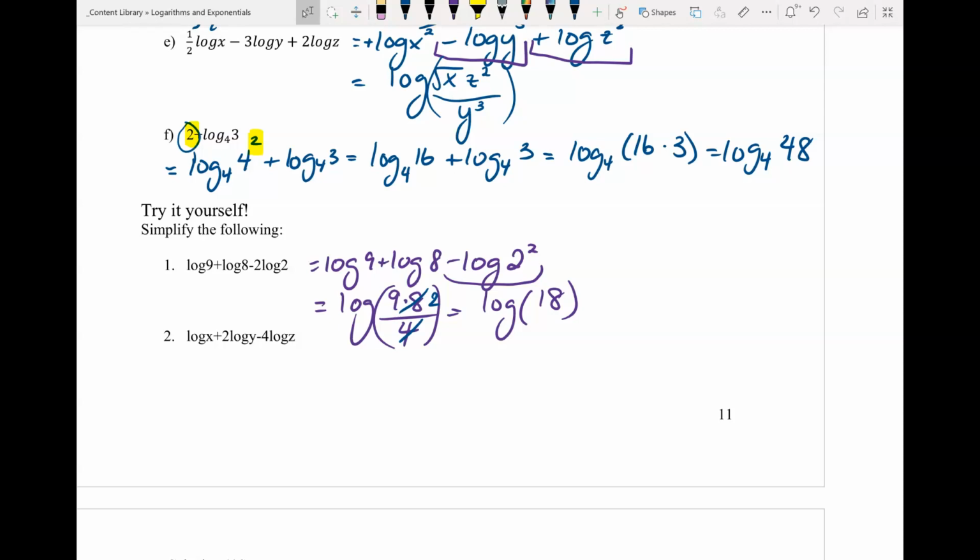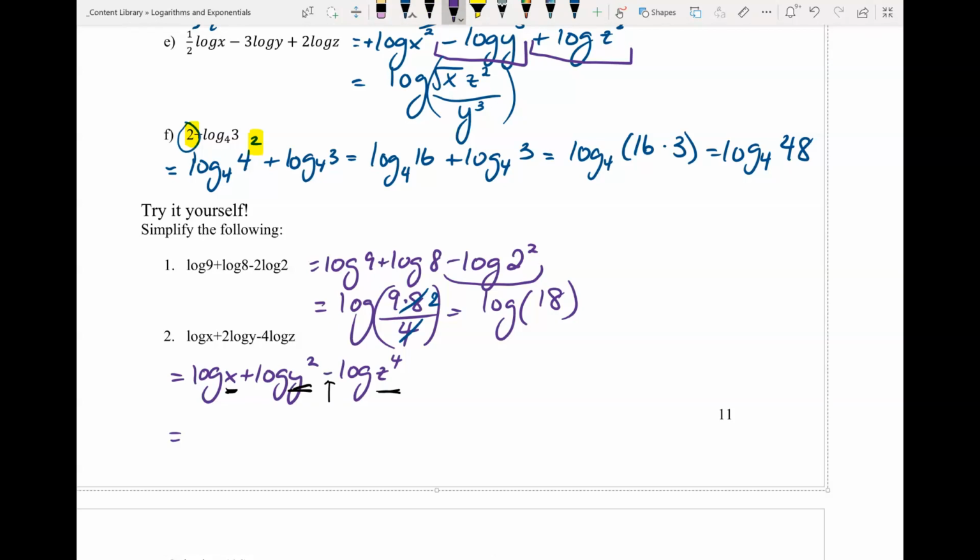For our second example, we are going to again use our product law first. And then we'll combine it together using our quotient and power law. So our x and y squared are going to be in the numerator, the top of the quotient, and the z to the power 4 is going to be at the bottom because we have this negative in the front. So you have log of x y squared all over z to the power 4.